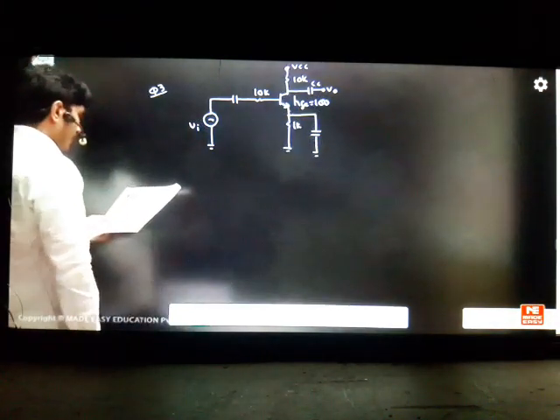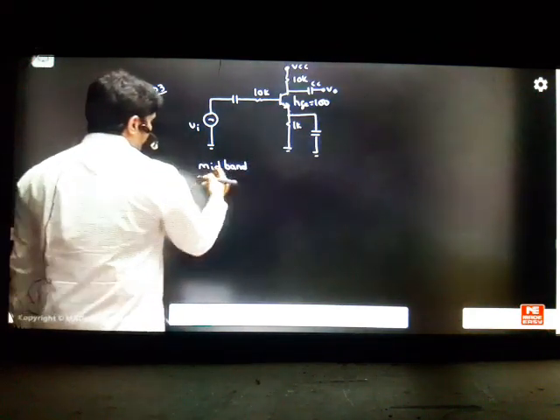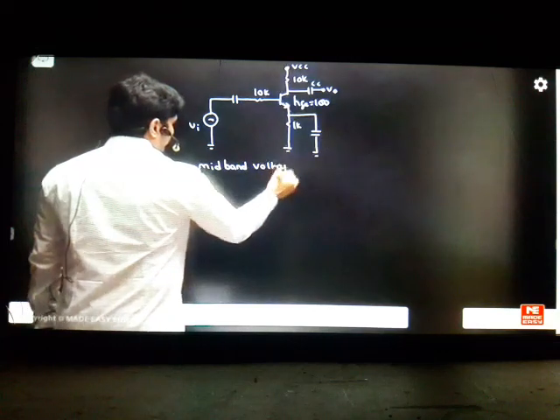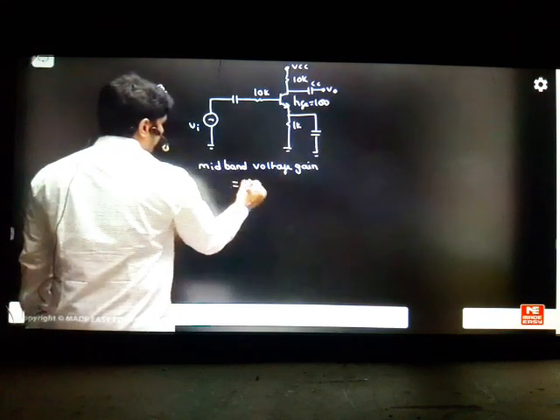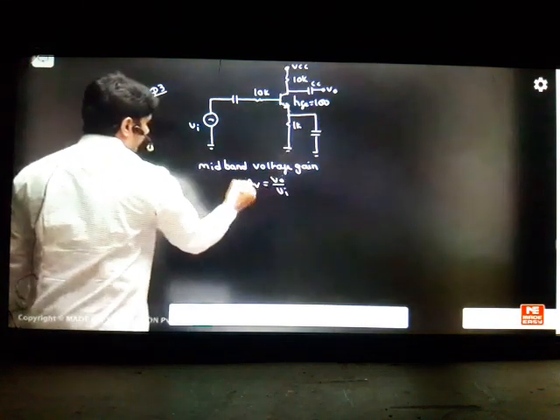Now he's asking the question, can you calculate the midband voltage gain? Don't get confused with this word, midband. Midband, because amplifiers will work only in the midband range. Midband voltage gain is also called your AV, the circuit gain. So midband voltage gain is nothing but AV, the circuit gain you want, output by input. Output by input, you have to calculate.